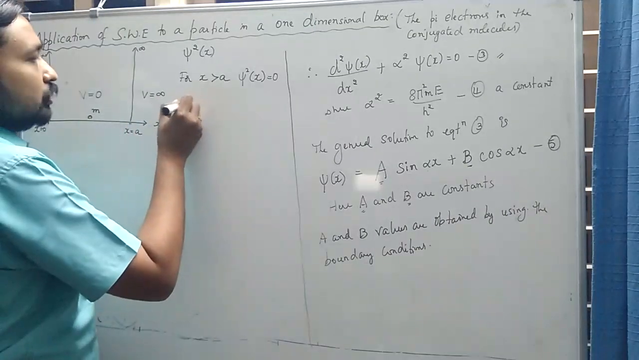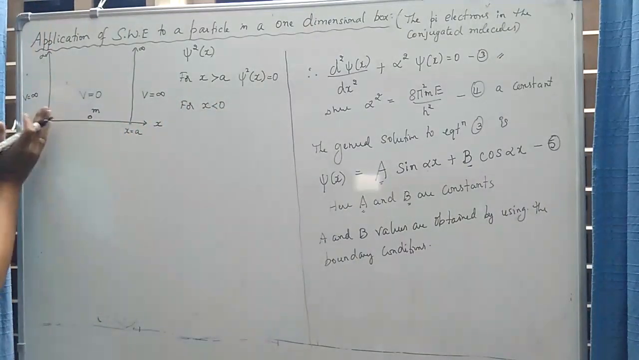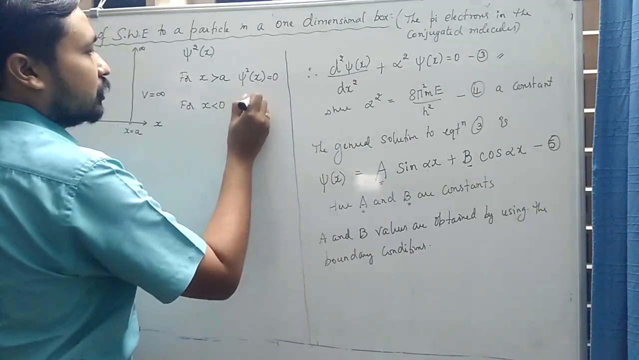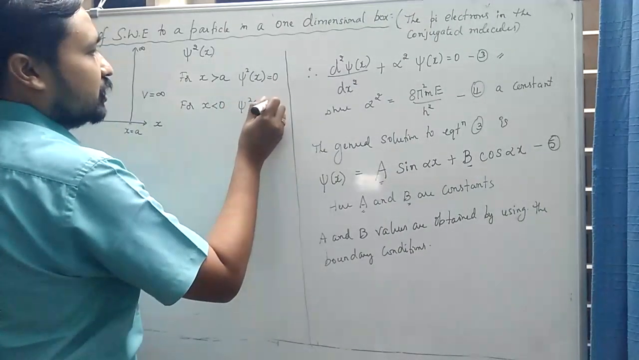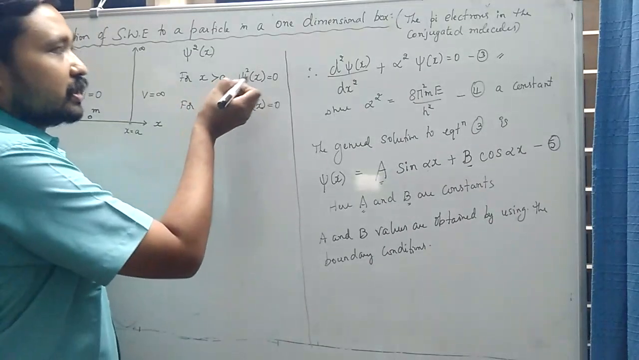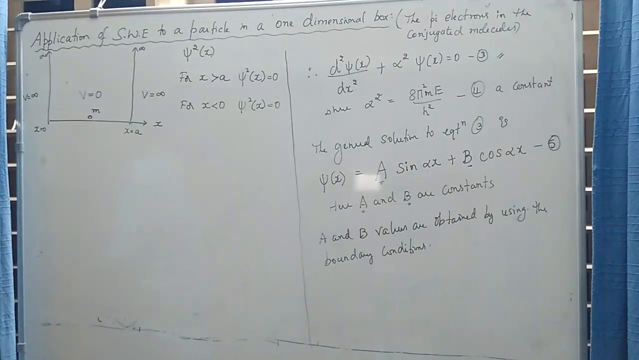Similarly, for all values of x less than 0, that is the left side of the box, outside the box again, the probability of finding the particle should be 0. So psi square of x will be equal to 0. So if psi square is 0, then psi should also be equal to 0, because the square of 0 is also 0.